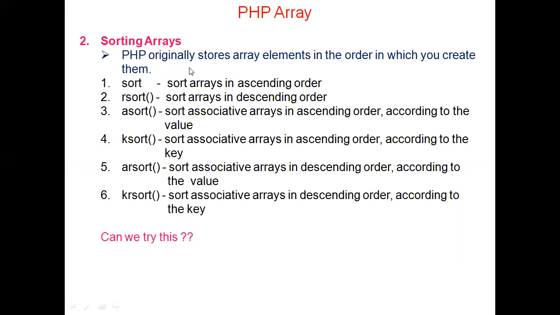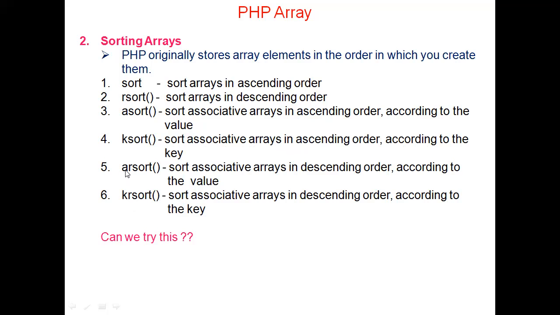PHP originally stores the array in the order in which you create it. The array is created in the same order in which you created it. But if you want to do sorting, you can use these 6 ready-made functions. The first one is sort, which sorts the array in ascending order. R means reverse, it sorts the array in descending order. Then A means associative sorting, in ascending order. K sorts the associative array according to the key.